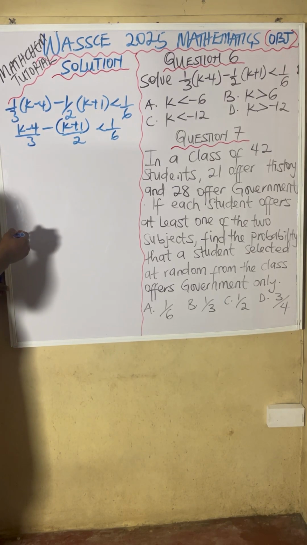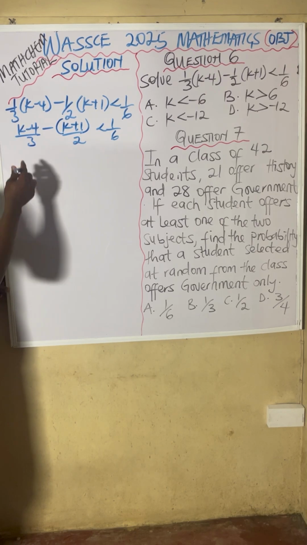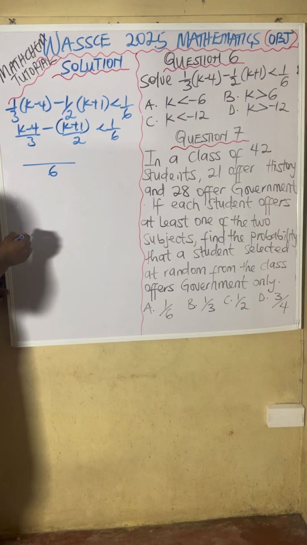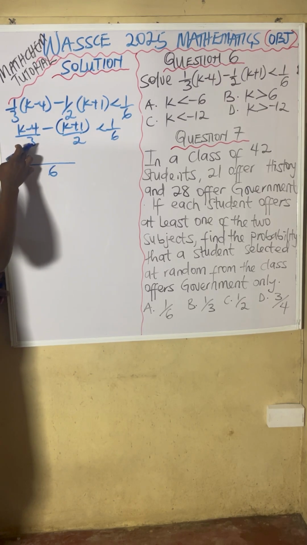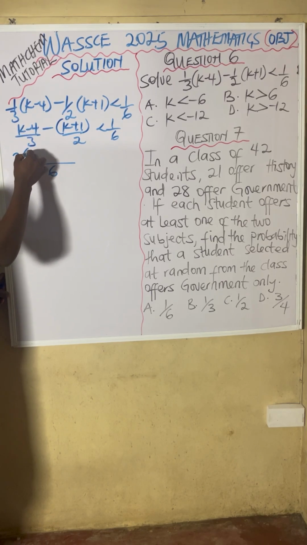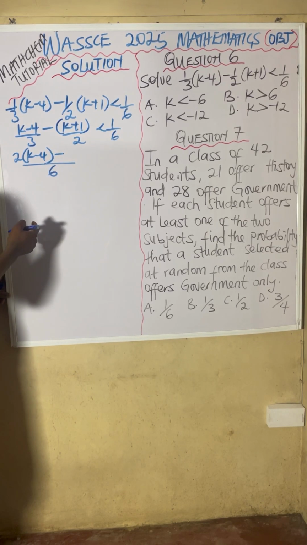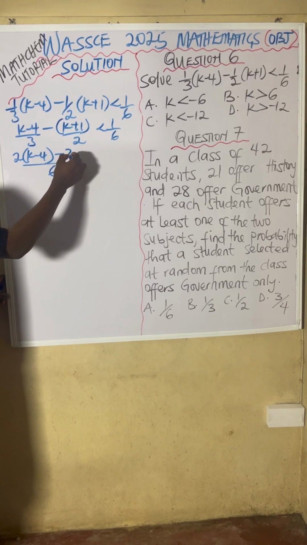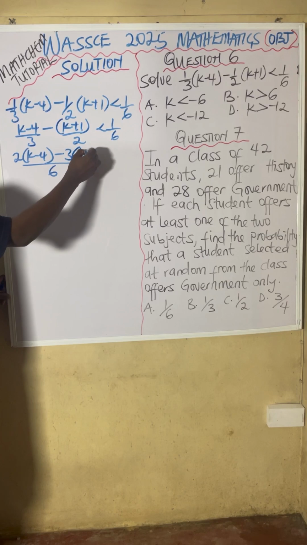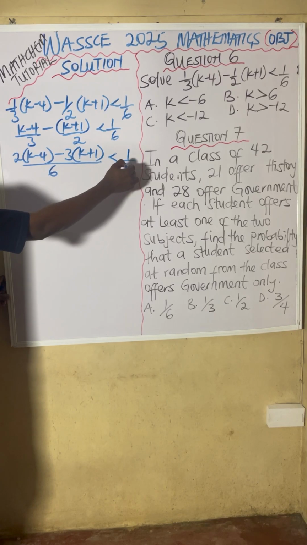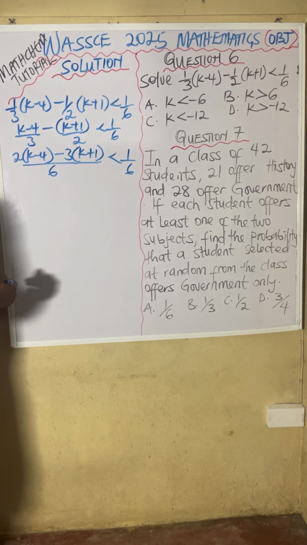Then what do we do next? We have to look for the LCM. So the LCM here is 6. After having 6, how many 3s can we see in 6? That is 2. So 2 multiplied by this, that's 2 bracket k minus 4, minus how many 2s can we see in 6? That is 3. So 3 will be here, 3 open bracket k plus 1, and that is less than 1 over 6.